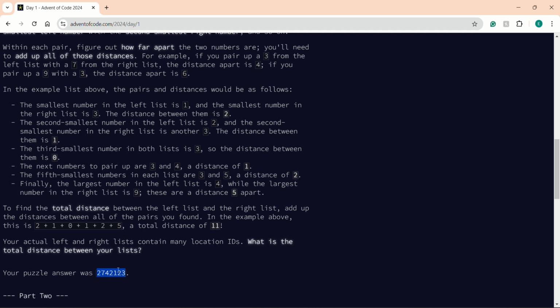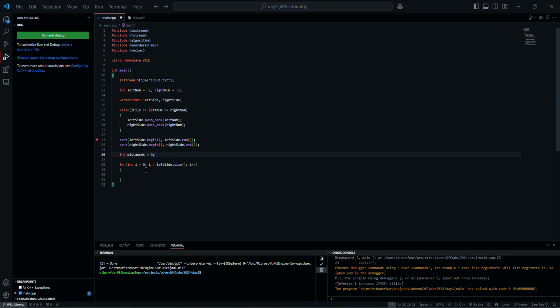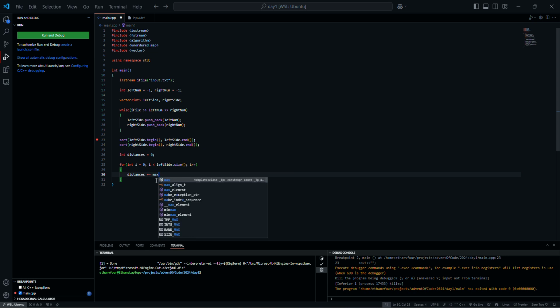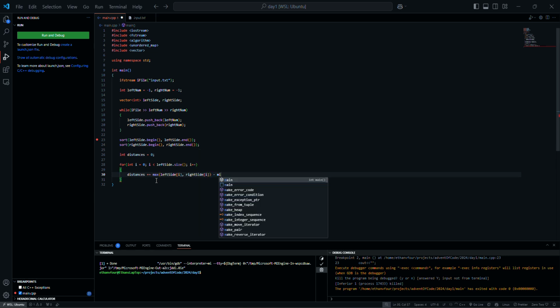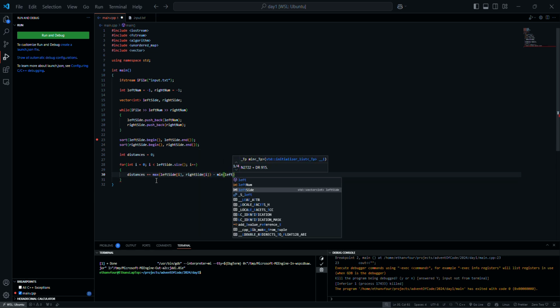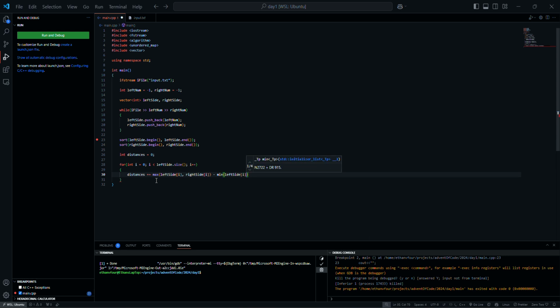And then if you try to use my answer again, it's pretty sure it's different for everyone, but we should come up with this answer right here. So int distance equals 0. So we're going to say distances plus equals the max between left side at i and right side at i, minus the min of, again, left side at i and right side at i.